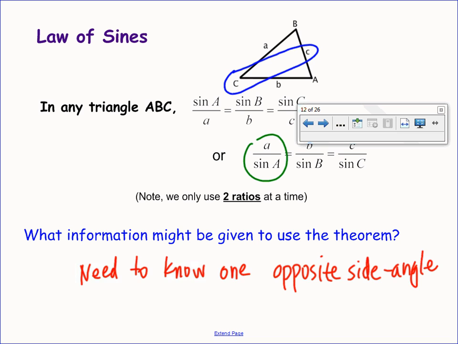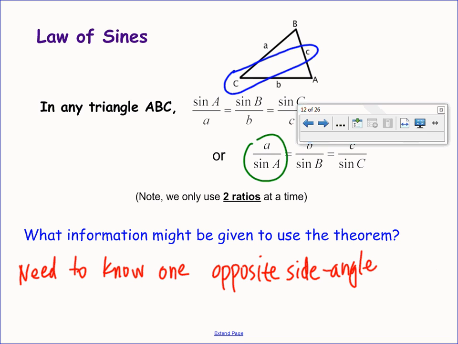So in general, we need to know one opposite side angle pair entirely, and then we're able to use the law of sines. Either both A's, both B's, or both C's, and then we're ready to go.